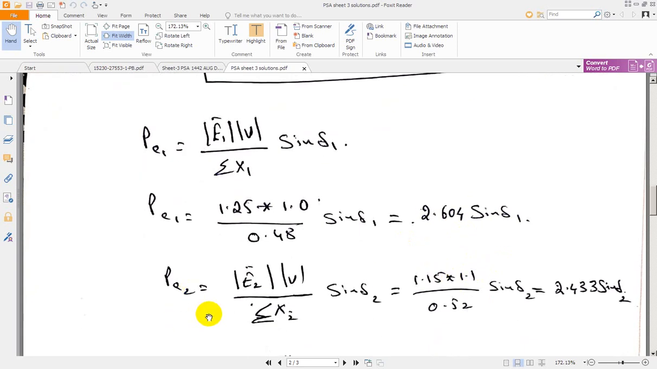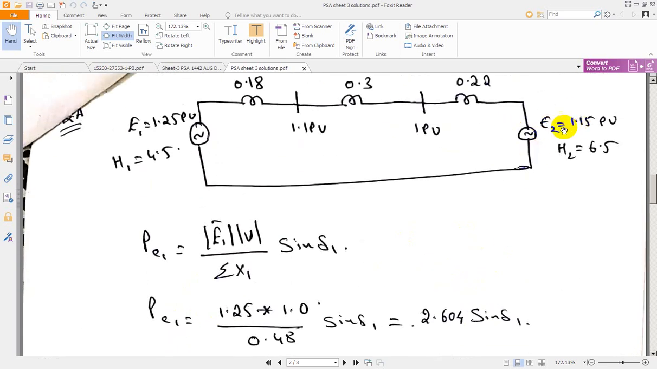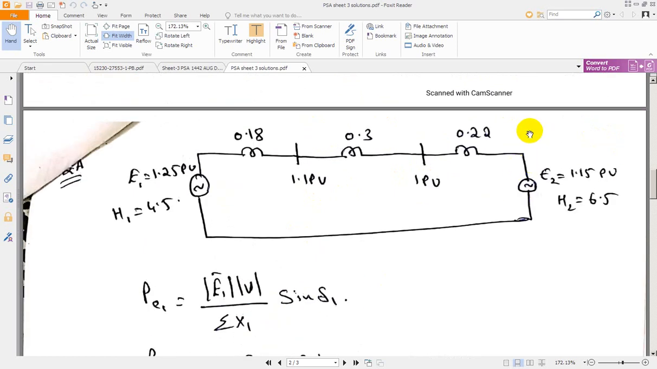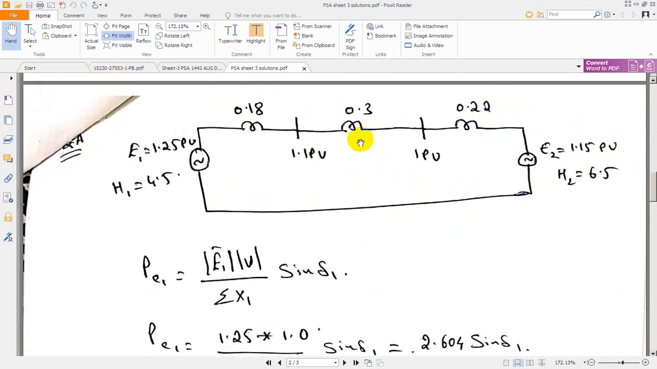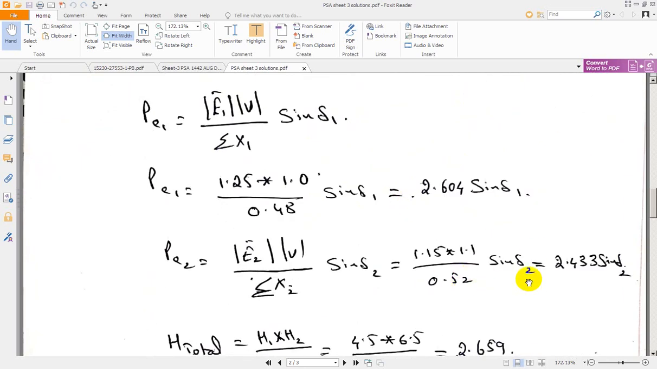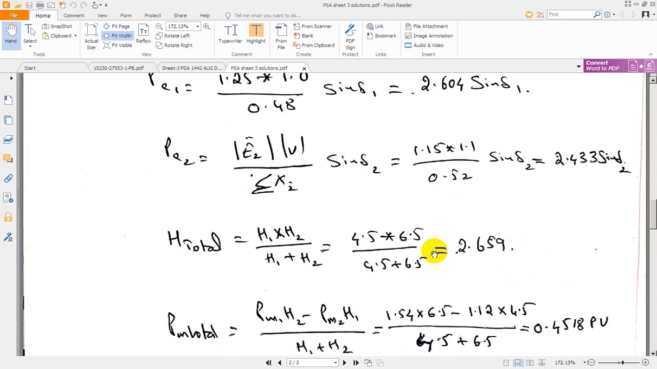Coming to the PE2, power generated by the second machine, the terminal voltage for this will not be this one. The power is transferred from this point to this point. It means this will form as V. So E is 1.15, V is 1.1, EV divided by total reactance 0.2 plus 0.3. Both are in series, it will become 0.5. See, 0.2 plus 0.3, it will become 0.52 sin delta 2. You will get it as 2.433 sin delta 2.